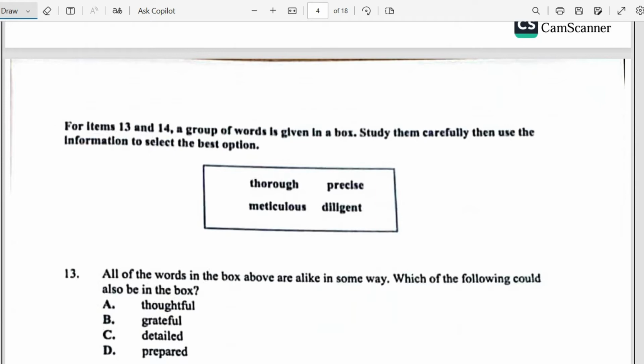So thoughtful is to be considerate, grateful is to be thankful. Detailed also means the same as being thorough, precise, meticulous, and diligent, just to pay close attention to particular details. And prepared is just to get ready ahead of time. So the correct answer is detailed.